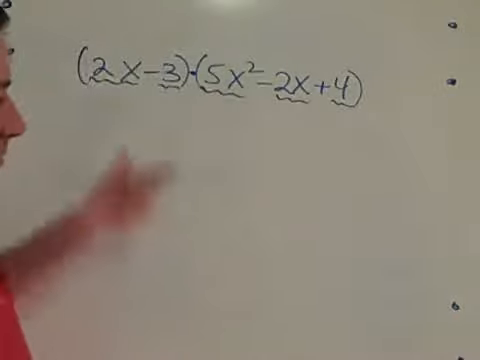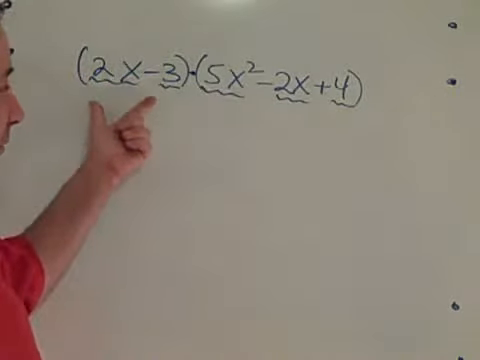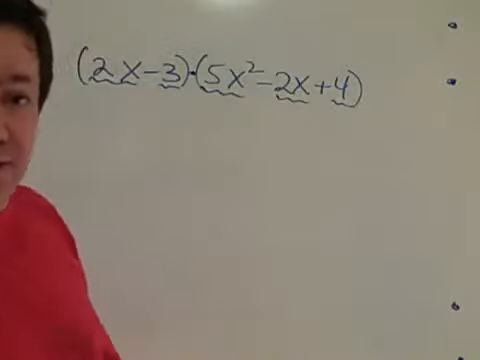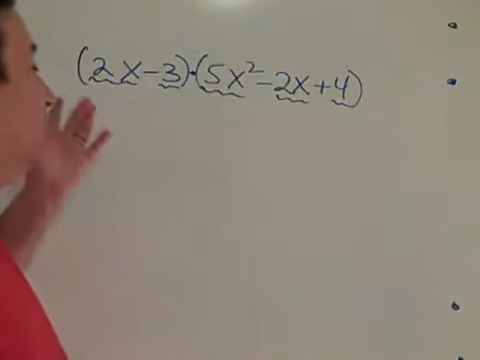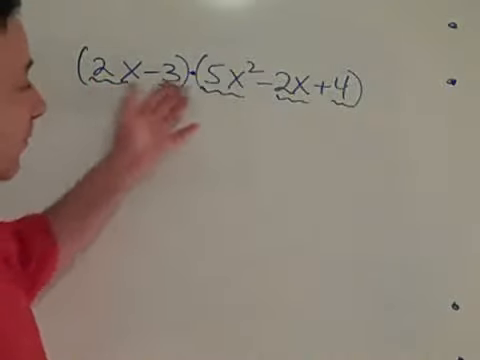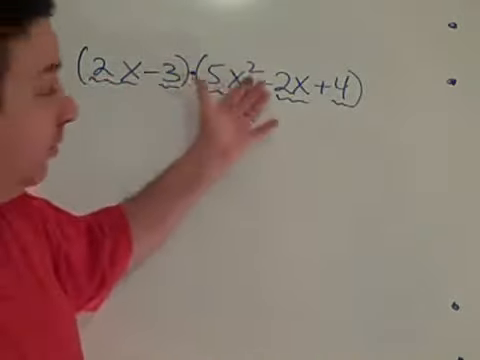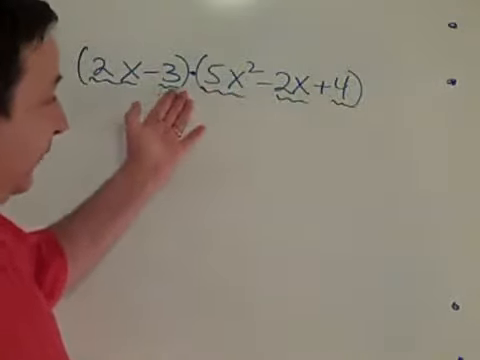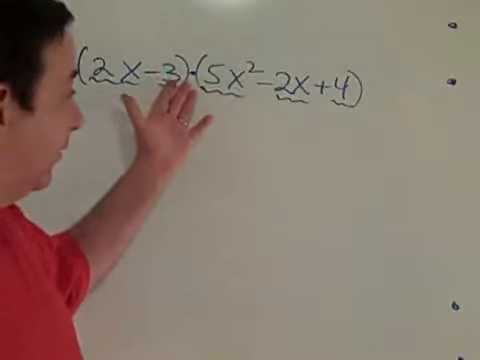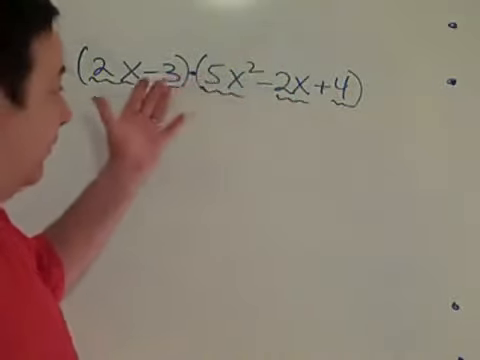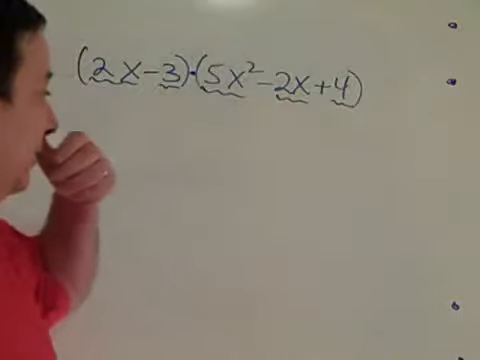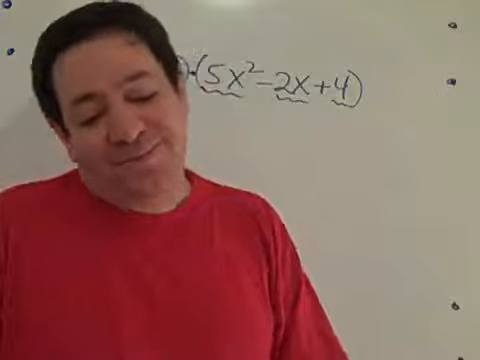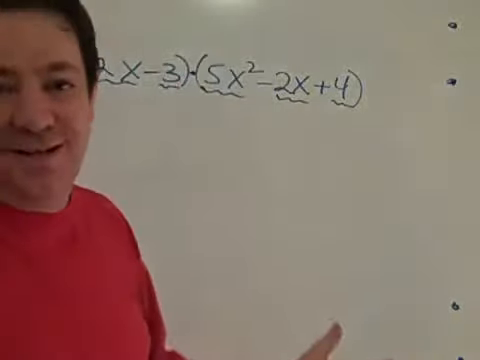Now what we need to do is multiply each term in this bracket by each term in the second bracket. That is, we have to multiply the 2x by the 5x squared, the 2x by the negative 2x, the 2x by the 4, the negative 3 by 5x squared, the negative 3 times the negative 2x, and lastly the negative 3 times the positive 4. And you can do this in any order you like. But why not just do it in the order that I just stated?